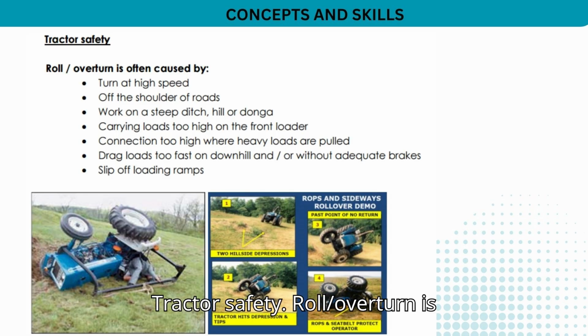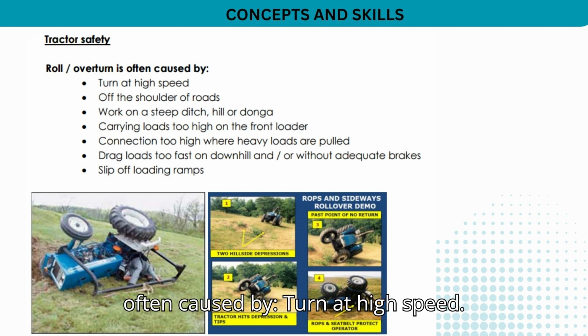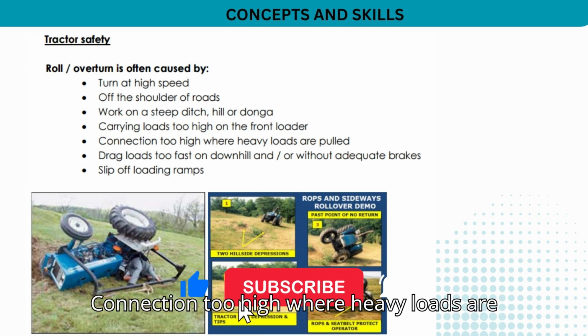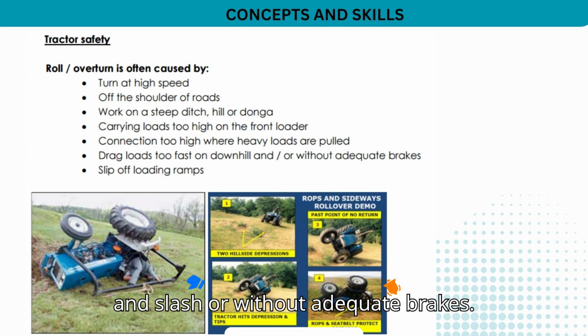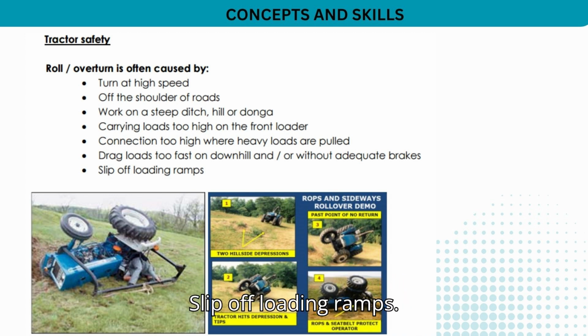Tractor safety. Roll over or overturn is often caused by turning at high speed, driving off the shoulder of roads, working on a steep ditch, hill or donga, carrying loads too high on the front loader, connection too high where heavy loads are pulled, dragging loads too fast downhill without adequate brakes, or slipping off loading ramps.